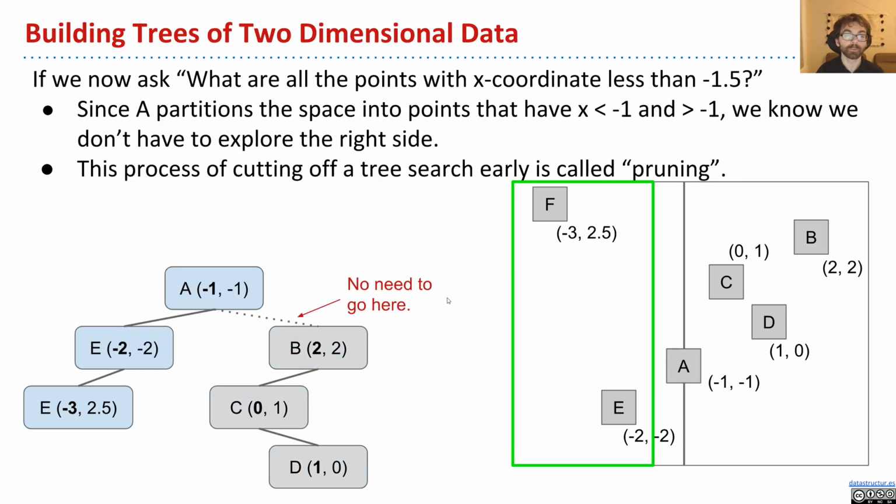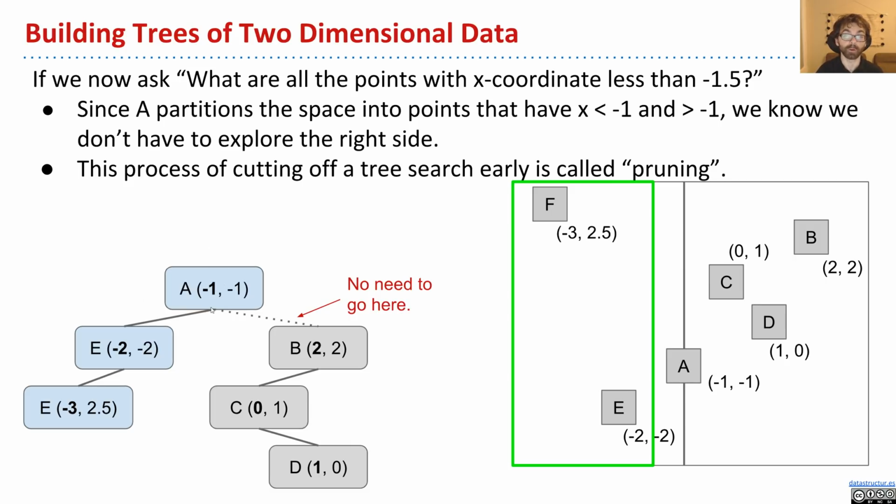Now, what we'll see is that because it's in a tree, we can actually optimize a little bit. Okay? So for example, let's suppose someone asks us, what are all the points that have x coordinate that is less than -1.5? Well, since A, this root right here, effectively splits the space into points that are less than -1 and greater than -1, then we don't have to explore this right side at all. So in other words, we start searching this tree. We look at the root.